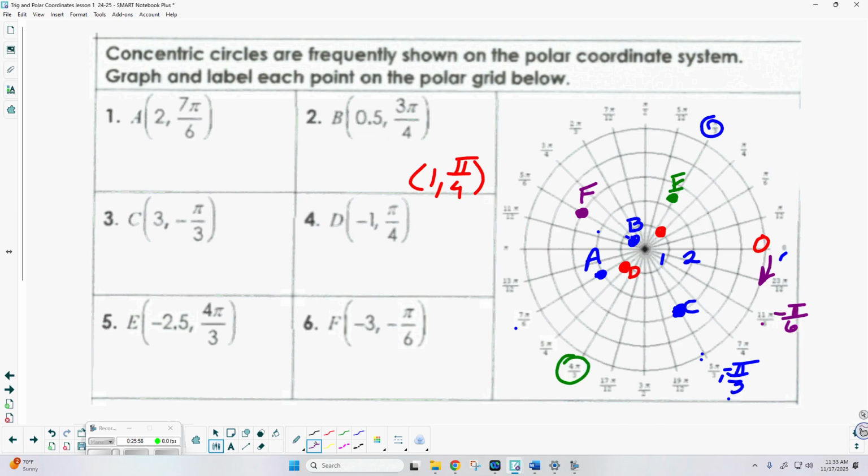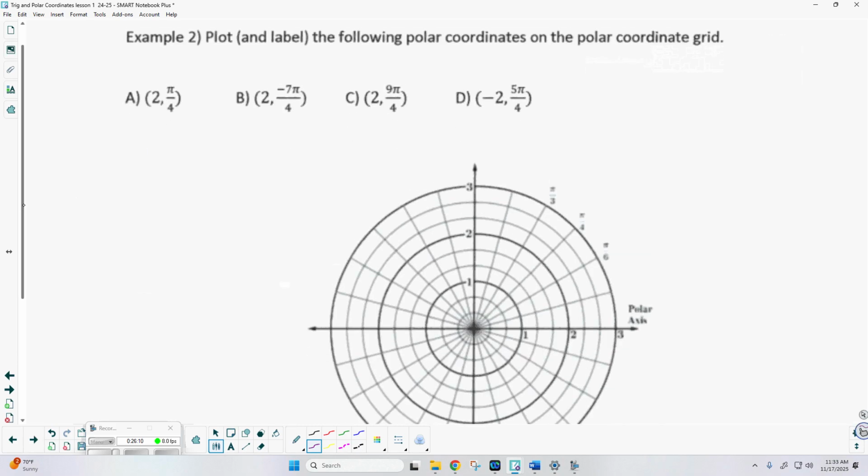Okay, how are we doing? Anybody having a hard time plotting polar coordinates? Okay. Then, let's try this one. I'm going to give you 1 minute, plot all 4 of these points. Now, this example is meant to show you something I think some people might already be noticing. Go ahead and plot these 4 points, A, B, C, and D.